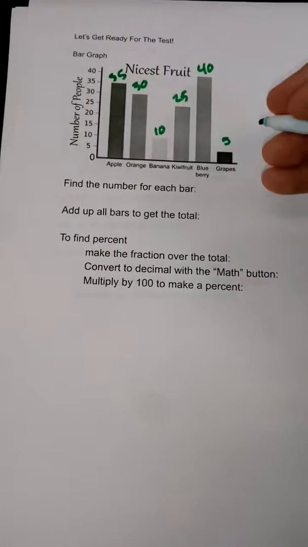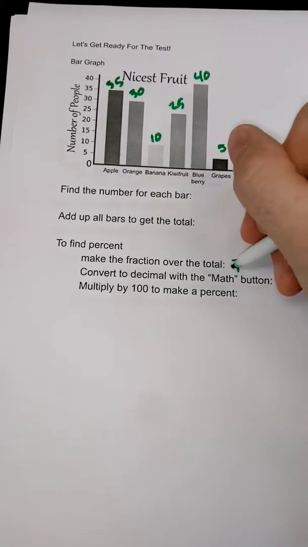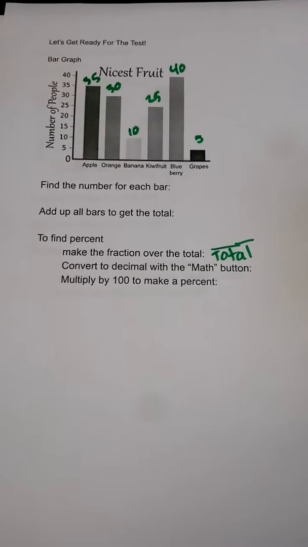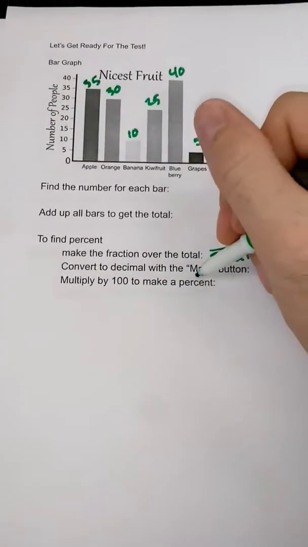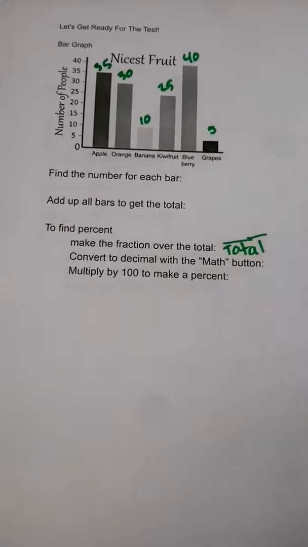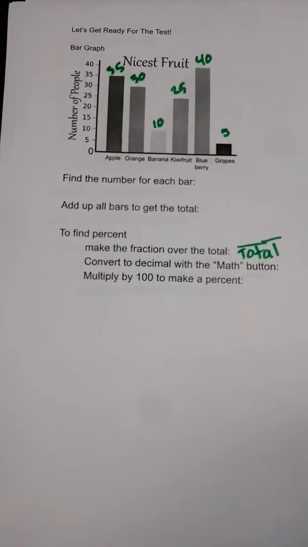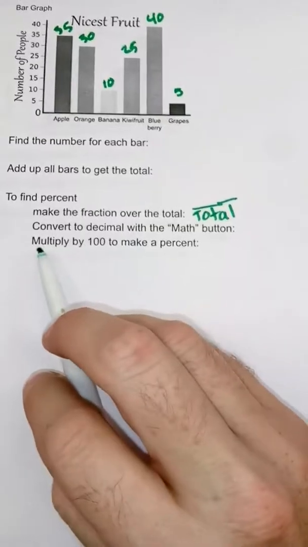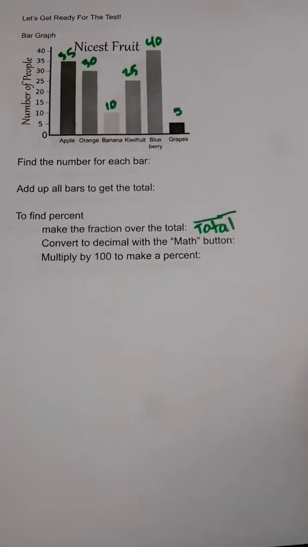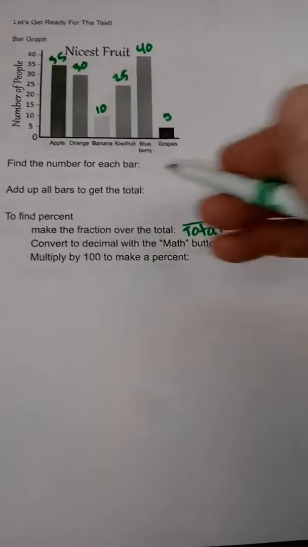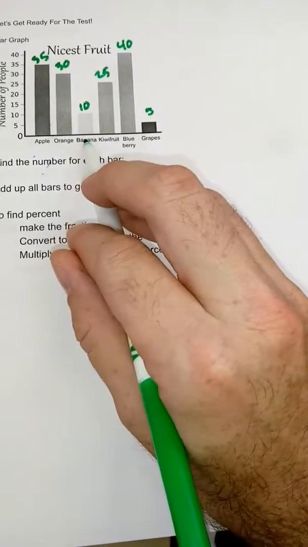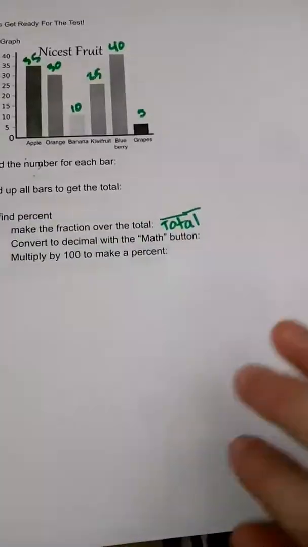Next thing, you're going to make a fraction, and each fraction is going to be over whatever you got for the total. When it's time to turn it into a percent, use the math button to turn this fraction into a percent. And then the last step, when you have your decimal, you multiply it by 100 to turn it back into a percent. So you need to find the percent of apples, oranges, bananas, kiwis, blueberry, and grapes.